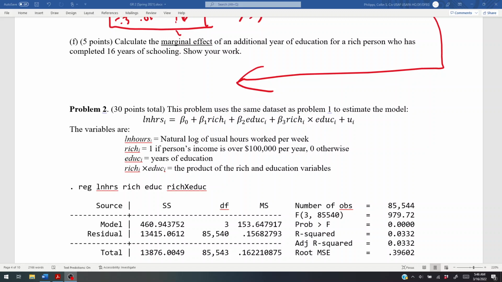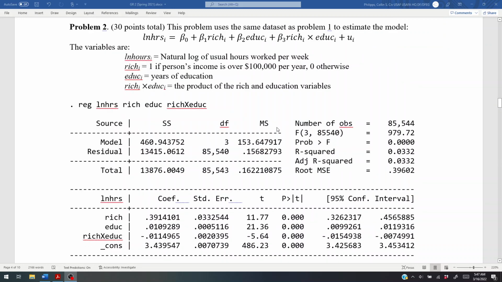Okay, picking up with problem number 2, 30 points. This problem uses the same data set as problem 1 to estimate the model: log of hours, natural log of hours, beta 0, rich, education, rich times education, and an error term. So log of hours is exactly what it sounds like: natural log of the usual hours worked per week from the previous problem. Rich is still 1 if your income is over 100,000 and 0 otherwise. Education is years of education. Rich times education is an interaction term. I see. Very clever. Let's have a look.